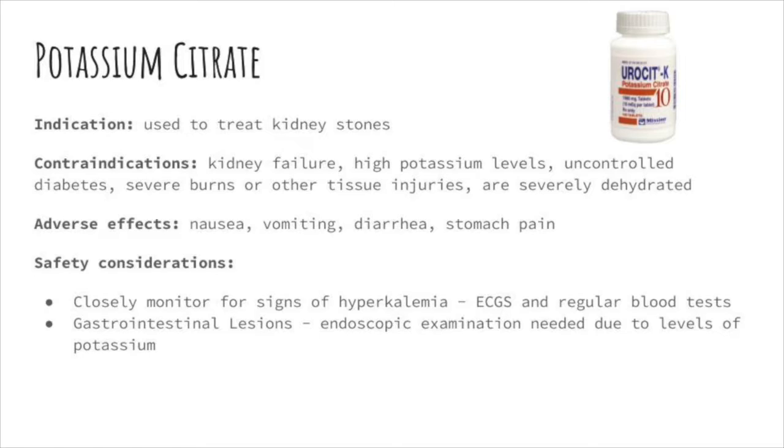Potassium citrate is used to treat kidney stones and should not be used in patients with kidney failure who have high potassium levels, uncontrollable diabetes, severe burns or other tissue injuries, and are severely dehydrated. Adverse effects are the common nausea, vomiting, and diarrhea, but it is also accompanied with stomach pains. As nurses, we should closely monitor Peter's potassium levels in case of hyperkalemia with regular blood tests and ECGs. In the case of a GI lesion, endoscopic exams should be done.